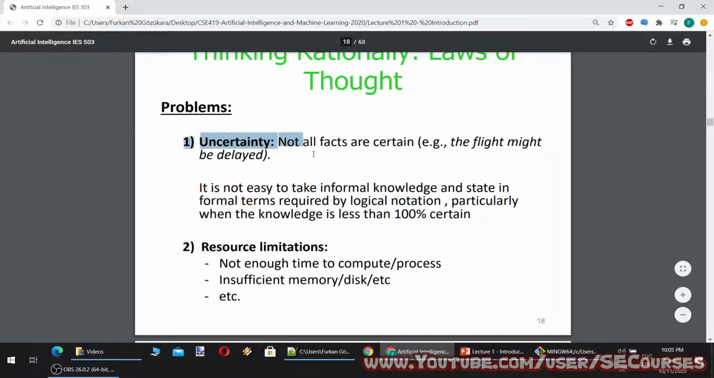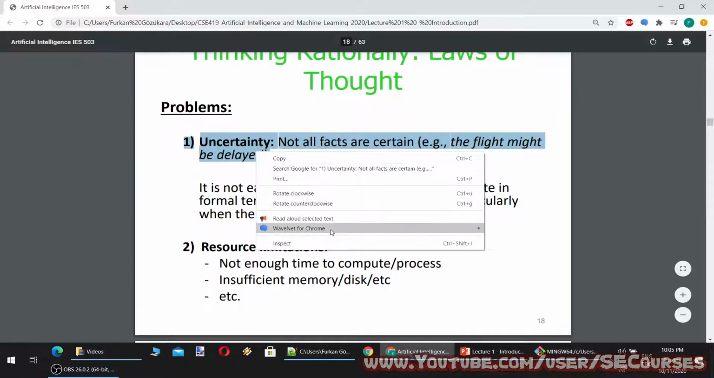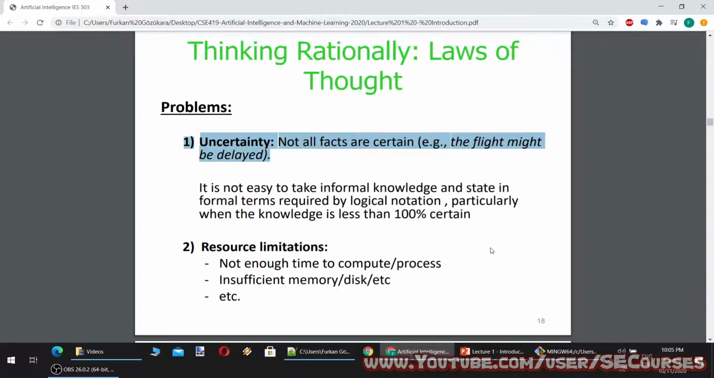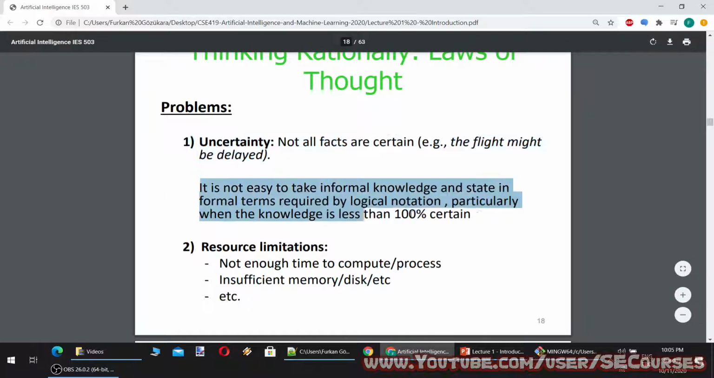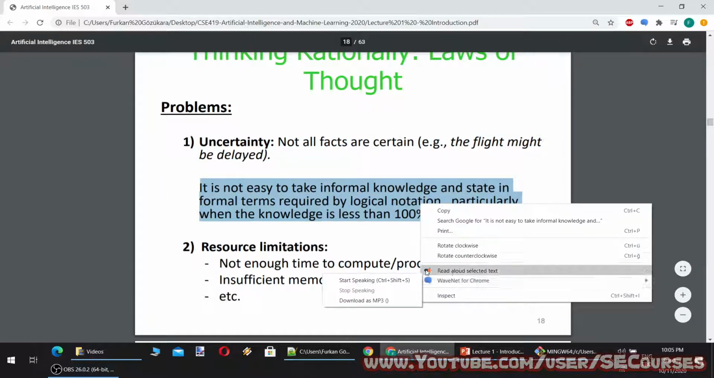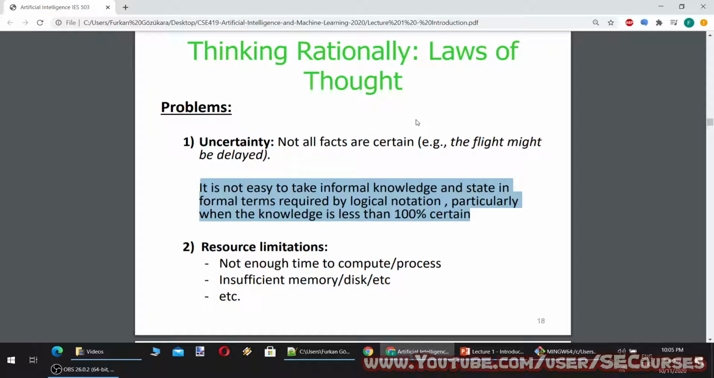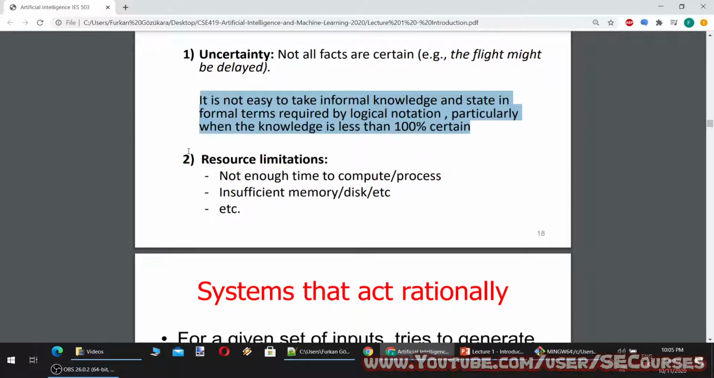Okay, problems. First, uncertainty. Not all facts are certain, e.g., the flight might be delayed. It is not easy to take informal knowledge and state it in the formal terms required by logical notation, particularly when the knowledge is less than 100% certain.